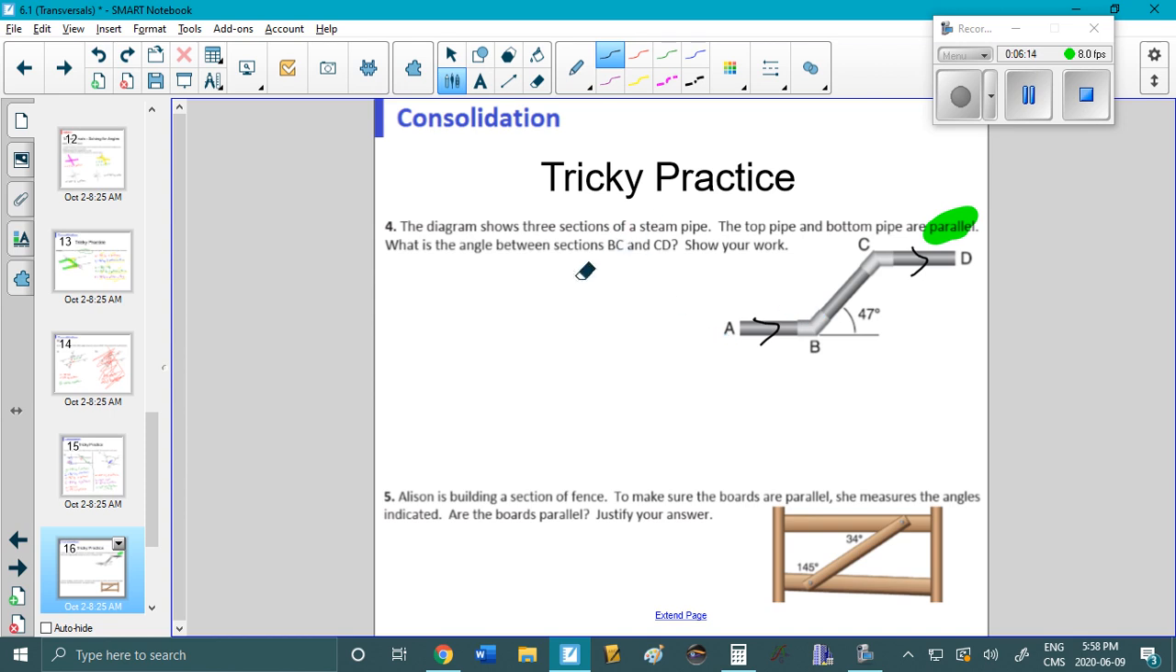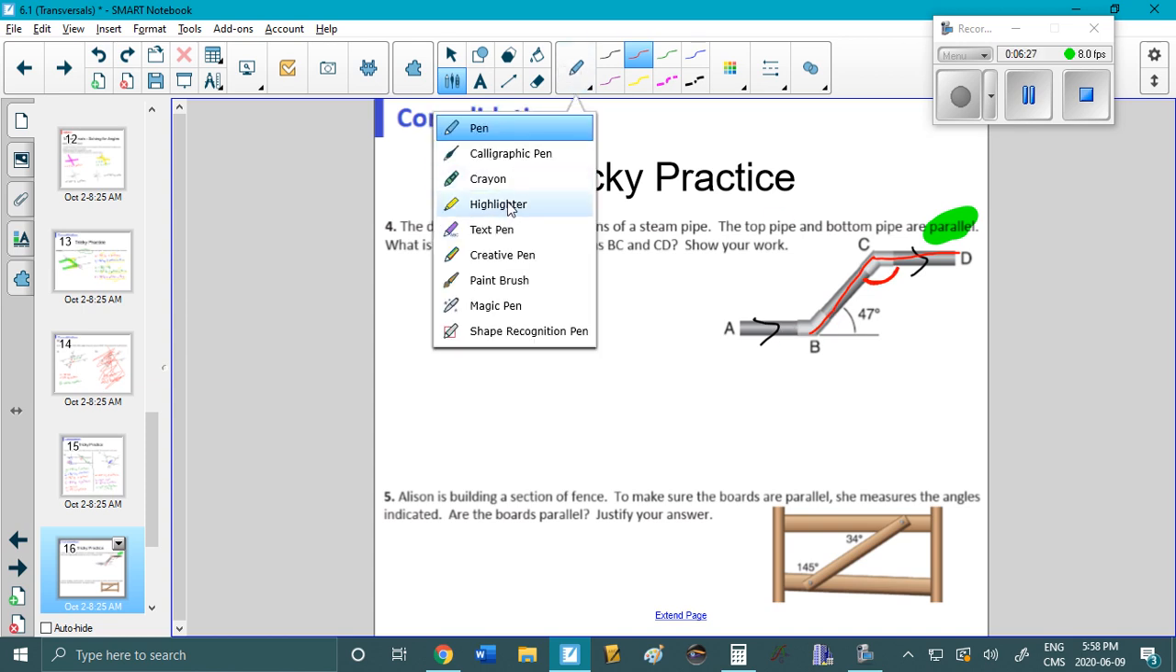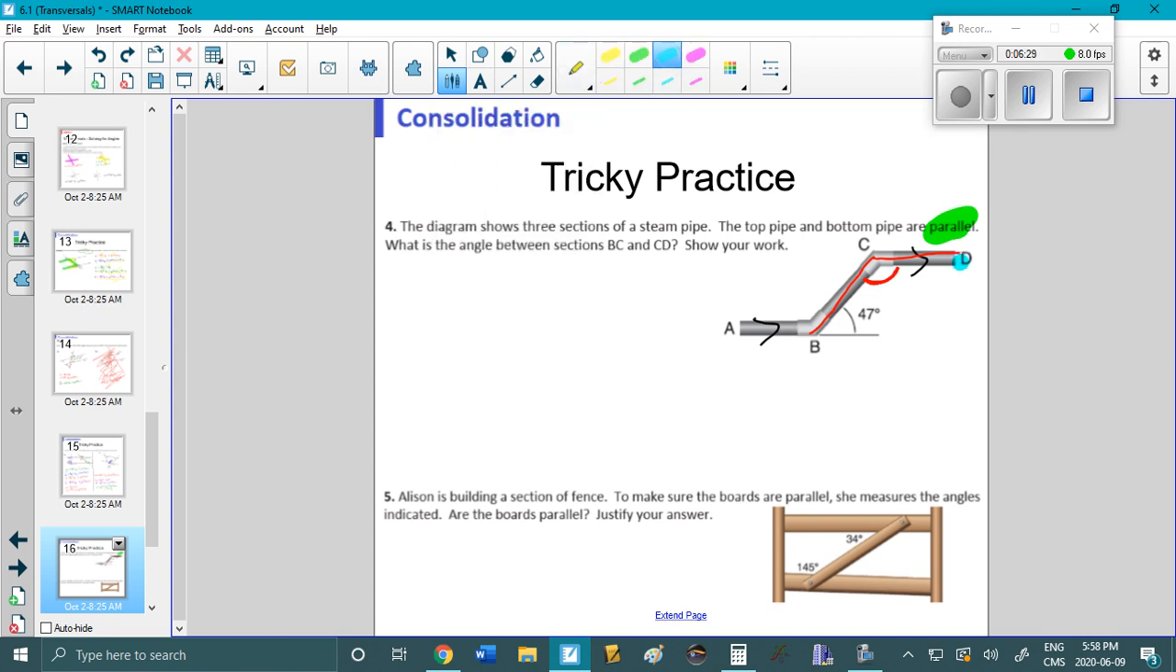What is the angle between sections BC and CD? So this is BC, and this is CD. So they're asking for this angle here. Okay? So I'm hoping you can see it, or that you saw it when you tried it, but check this out. We've got a C pattern here. So we will call that angle, let's just call it X.